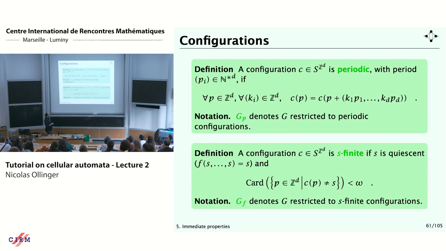So you might ask me what you do if you don't have quiescent states. The idea is the following. If you take a configuration which is filled with just one color, because of symmetries the image is also filled with only one color. So ultimately you have a cycle of size, let's say, k, and your cellular automaton iterated k times is still a cellular automaton, and it has a quiescent state. So don't worry, if you study just cellular automata with quiescent states, you are not missing much of them.